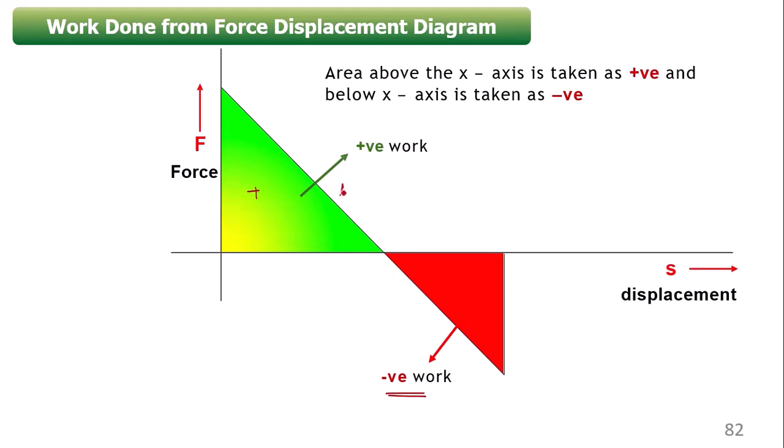So let us say this area is A1 and this area is A2. Total work done W net should be equal to how much? W net should be equal to A1 minus A2. Why? Because A2 is negative. So the net work done may be positive, may be negative. It depends on how much area you are getting.